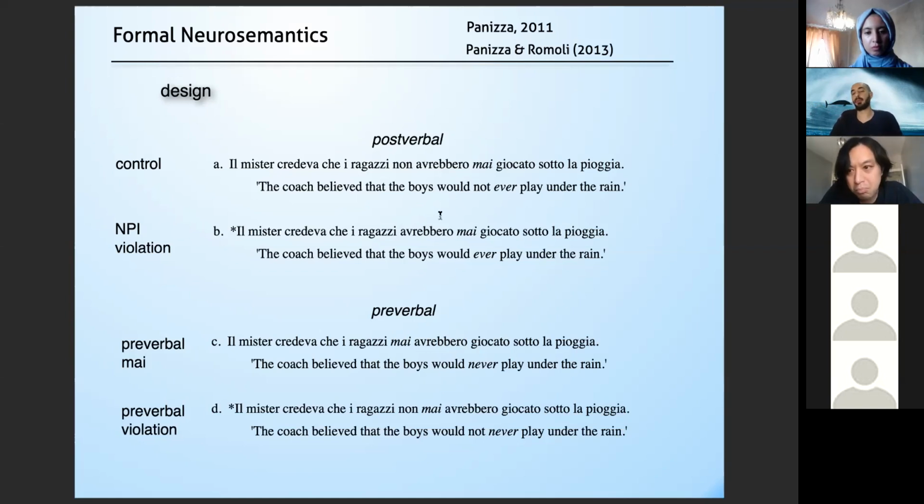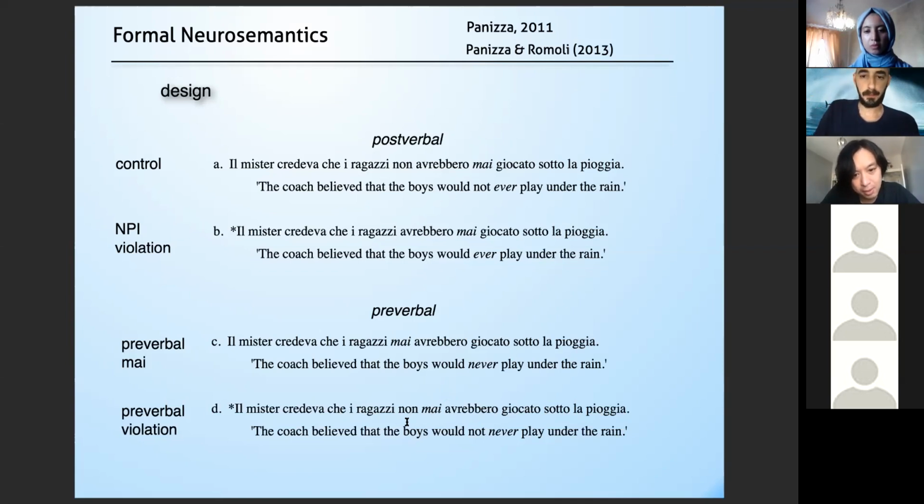And then, to complete the picture, we wanted to introduce a pre-verbal occurrence with "mai" and negation. So we decided to use this "non mai" thing, which is very bad in Italian. It's completely out, but it was used in the Italian spoken in the 17th century, so it's not completely crazy, okay? "Il mister credeva che i ragazzi non mai avrebbero giocato sotto la pioggia." So it is pre-verbal, but it is a violation because there is a negation in a position that is probably syntactically out. They compete for the same position in this situation, okay?